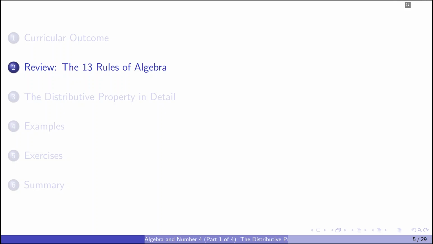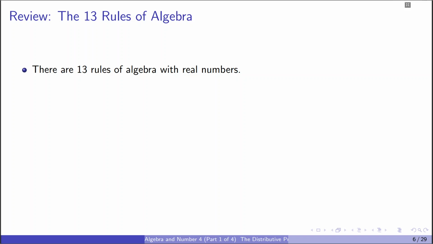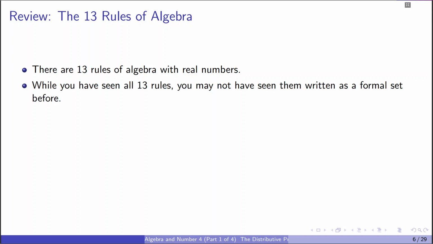Now, let's review the 13 rules of algebra dealing with real numbers. When you're dealing with real numbers, there are only 13 rules. Now, 12 of these have been introduced before. The distributive property we're dealing with today, also part of the review, is usually the last one introduced, even though it's not the last one in the order I have written. You've probably seen all 13, although most grade 10 students have never had someone sit down and say, these 13 cover it all. That part may be new.